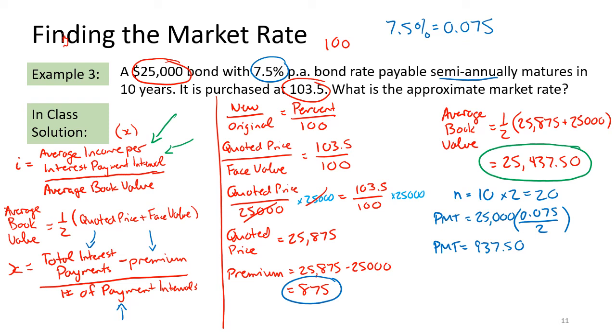So our total of our interest payments would just be the amount of money we're making over the whole bond, which is $937.50, and we're paid that 20 times, right? For 10 years times twice a year. So you multiply that by 20, and we get $18,750. Okay, so now we have all of the values we need to calculate this value, which I'm calling x.